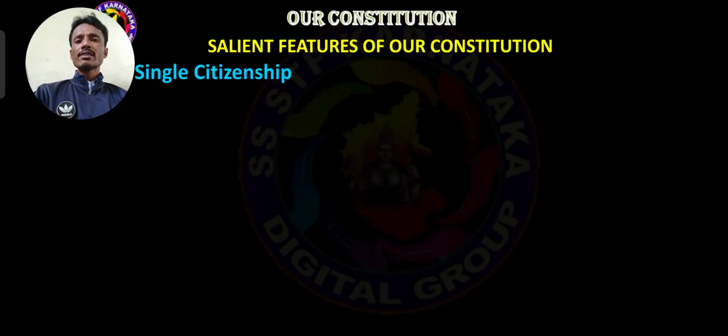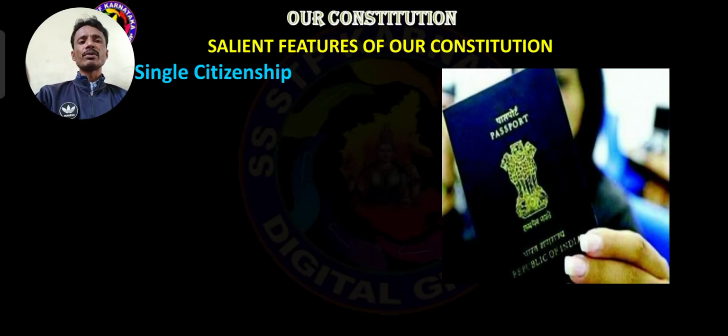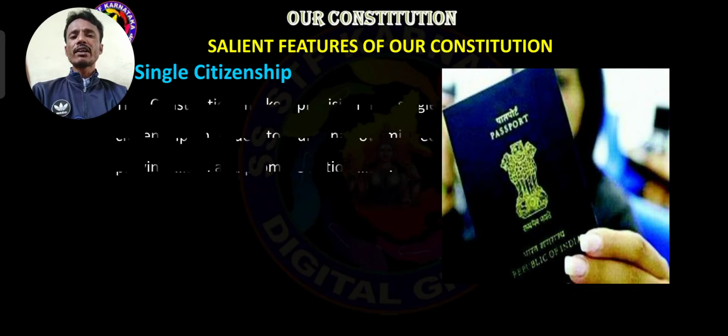Then after, single citizenship. Here we have only one citizenship, that is a single citizenship. Being a citizen of the country, that's it. We are only citizens of India. Just as we are citizens of India, we cannot call ourselves citizens of America or citizens of Bangladesh. India gave only one citizenship, that is single citizenship, being a citizen of the country.